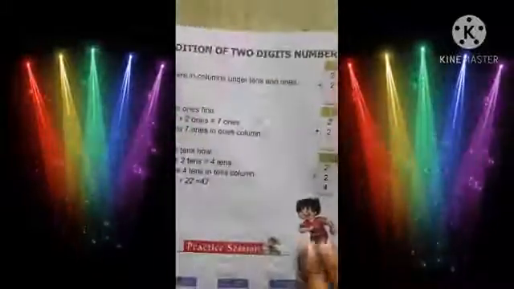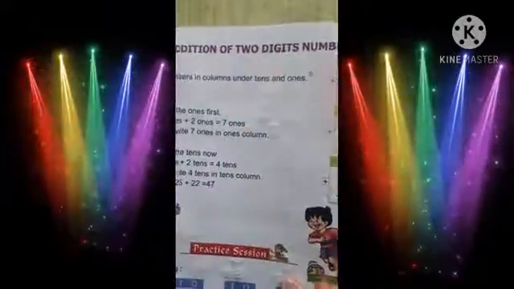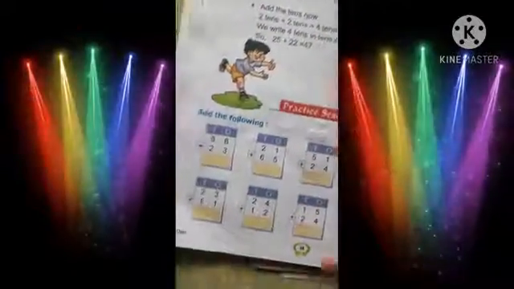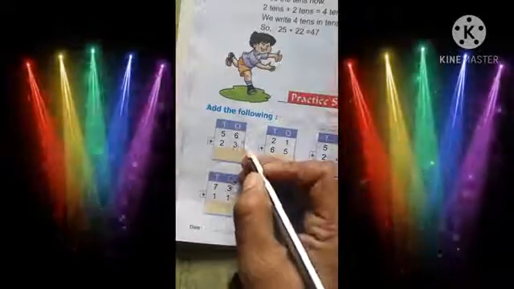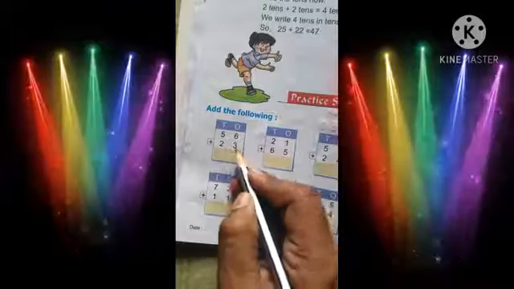Now turn over the page, and on page number 44, see, addition of 2 digit numbers. So how will all of you do? See, here 56 will add with 23.